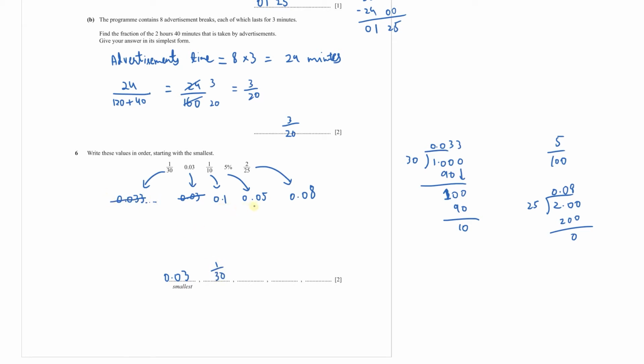The next largest value is 0.05, which is 5%. The next largest value is 0.08, which is 2 over 25. And the largest value is 0.1, which is 1 over 10.